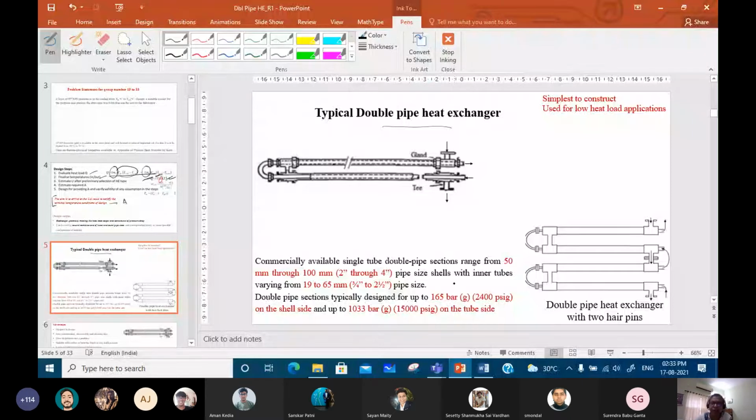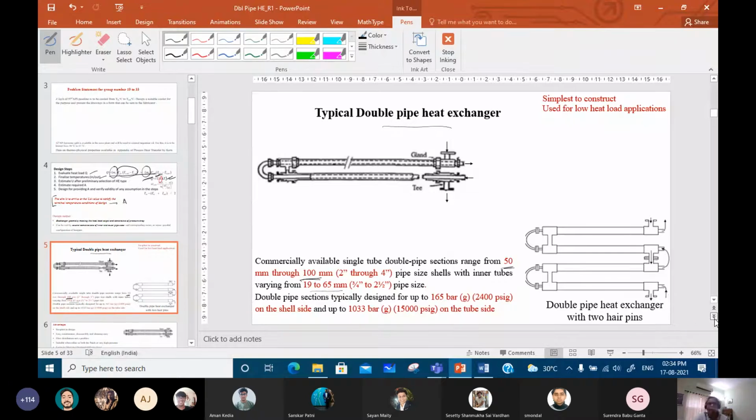And typically we find that the double pipe sections can be designed for a maximum pressure of say 165 bar on the shell side and 1033 bar on the tube side. These are certain typical values which you can keep in mind when you are going for the design. Now, why I opted for, rather why I would ask the designer to design a double pipe heat exchanger for the particular heating cooling purposes that I require.